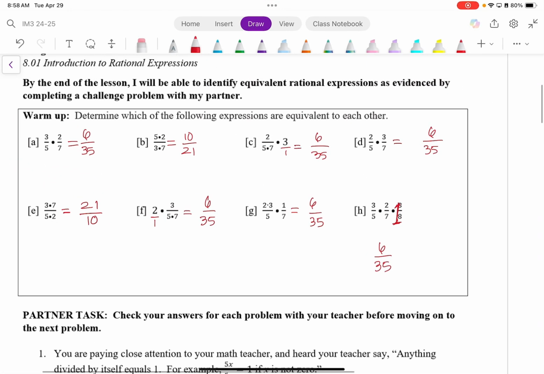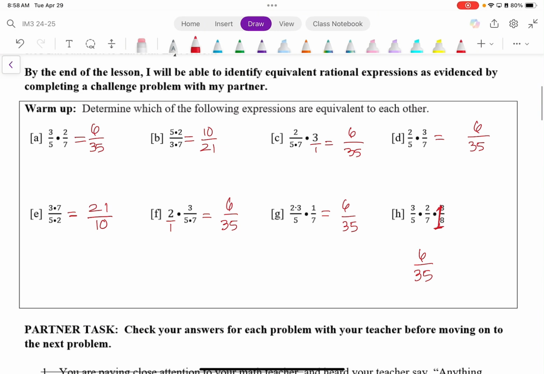Okay? So in this warm-up, we had a whole bunch of different combinations. And for 6 out of 8 of the problems, we got 6 over 35, even though the multiplication was completely different. Okay? Now, this is the cool thing about multiplication, that when you move the terms around, it doesn't change your answer. All right? It's the commutative property. You can move things around, and as long as you're multiplying everything together, it doesn't matter. 2 times 3 is 6, 3 times 2 is 6. It's the same thing, even though the order is different.